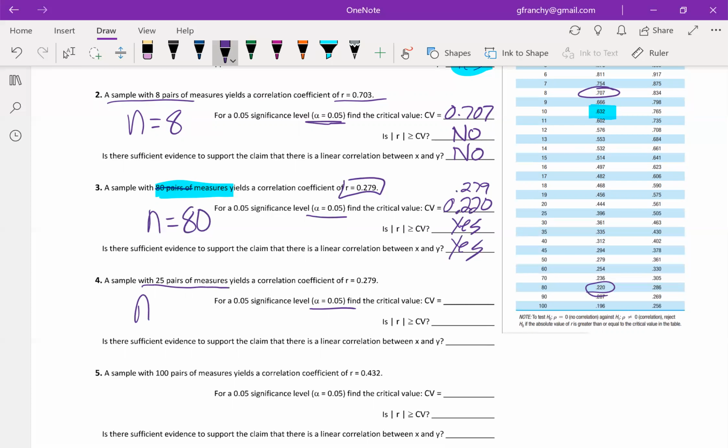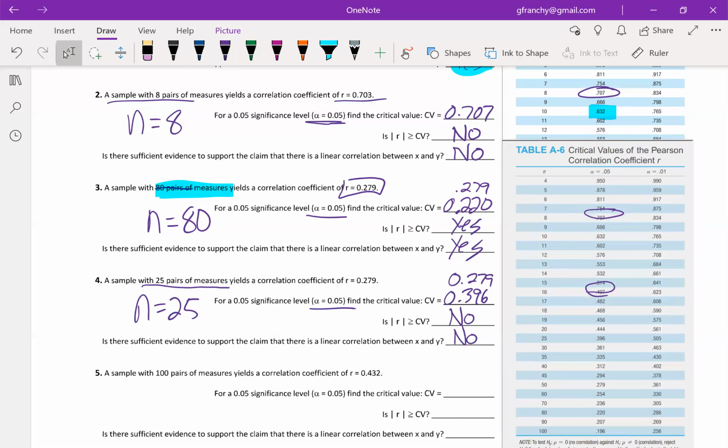In our next, we've got N equals 25 and alpha equals 0.05. That's 0.396. And we've got 0.279. Is 0.279 greater than 0.396? No, it is not. So no, we do not have sufficient evidence to support the claim that there's a linear correlation between X and Y.